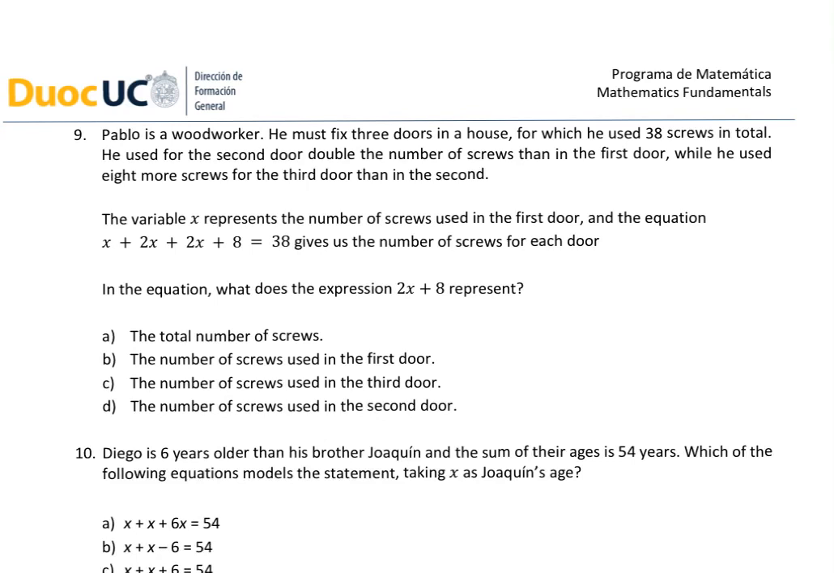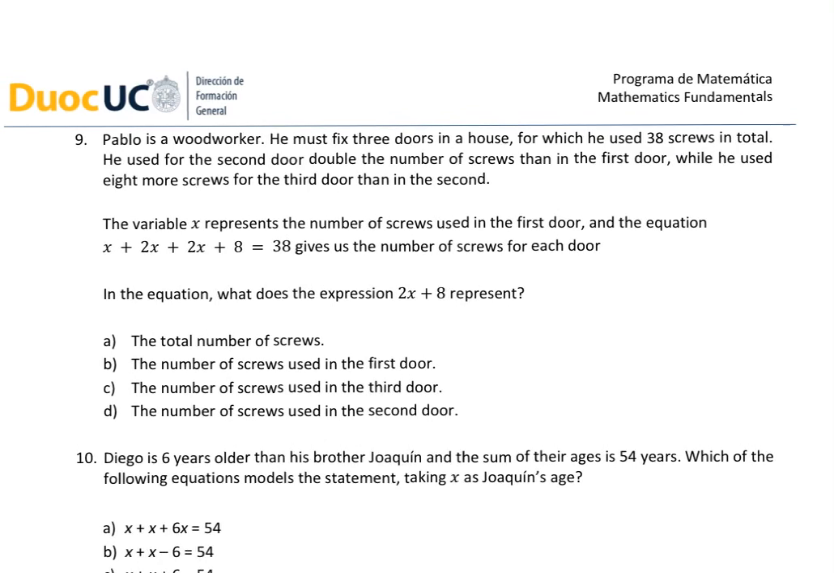He has to fix 3 doors in a house. He used 38 screws. For the second door, he used double the number of screws he used in the first one. For the third door, he used 8 more than the number he used for the second one. All right?